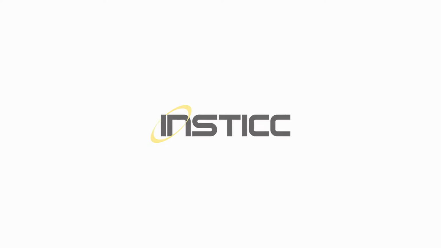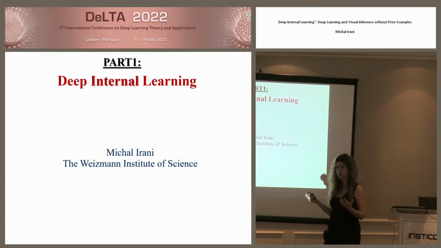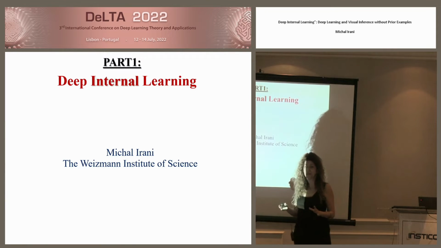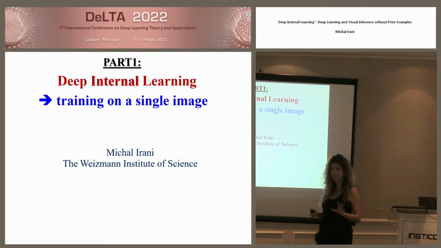All right. So as I said, there are two parts to my talk. In the first part, I'll talk about what I call deep internal learning. That is to say, how we can train a deep network in a totally unsupervised way without ever having seen any prior examples or prior training examples by training on a single image, the test image alone.